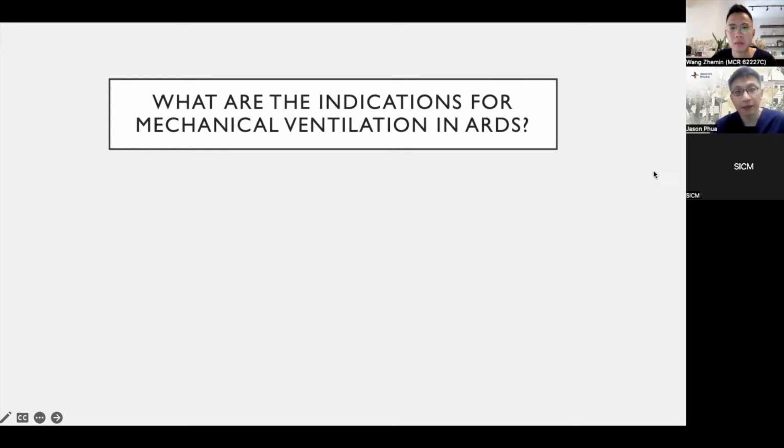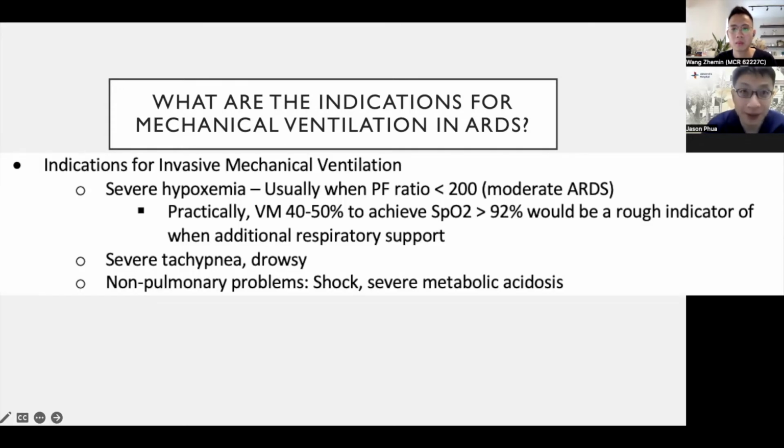So the most important and commonly used indication for ARDS would be the severity of hypoxemia. Of course, we also look at other factors clinically, whether the patient is just extremely tachypneic, whether the patient is drowsy, whether the patient has got non-pulmonary problems like hypotension, metabolic acidosis. So all of the above would be triggers for me to consider mechanical ventilation.